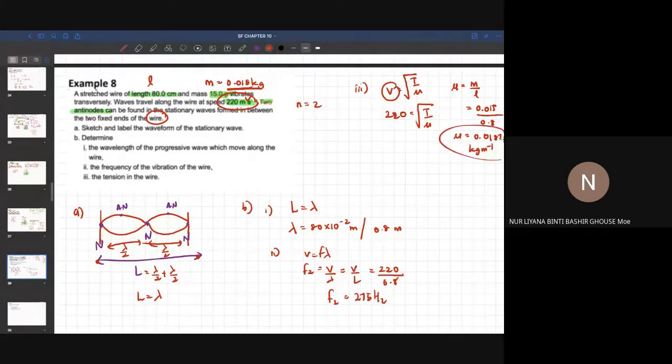So now that we have mu, we just put it back in. 220 equals square root of T over mu, which is 0.01875. Then you press your calculator and you will get tension equals to 907.5 Newton. On your calculator, first take the 220 and square it to remove the square root, then multiply the other term across, and you will get the answer.